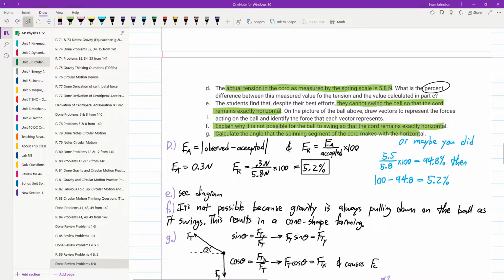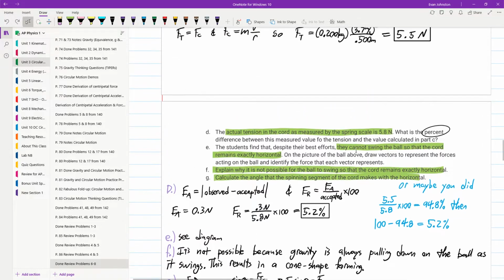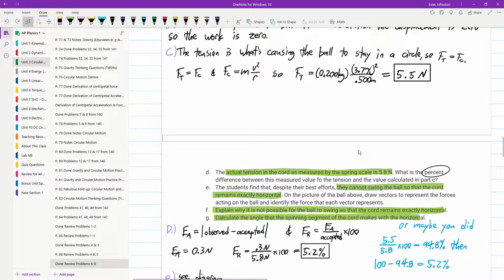Now, when it comes to part E, students find that no matter how hard they try, they cannot swing the ball so the cord remains exactly horizontal. What that really means is they're not swinging it so that it makes a perfect right angle between where they're holding it right here and where the ball is actually rotating. If you were looking at it perfectly flat on, it would just look like this.